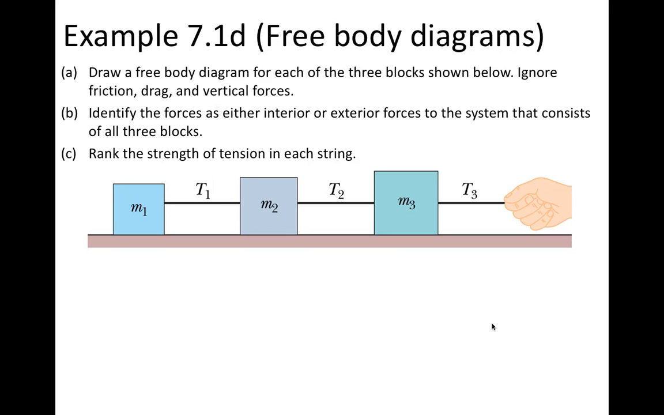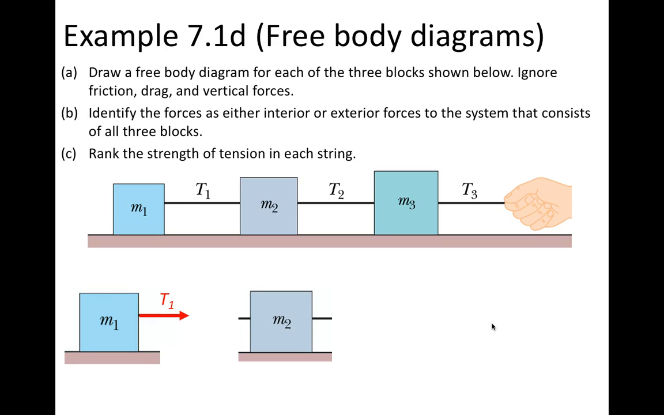In this example, we're to draw a free body diagram for each of these three blocks shown, and we're supposed to ignore friction, drag, and any vertical forces like the normal force and their weight. So we're going to draw each box and display the forces acting on each box. So the tension in string 1 is going to pull box marked M1 to the right. Box M2 is going to get pulled to the left by T1, the tension in string 1, and it's going to get pulled to the right by the tension in string 2.